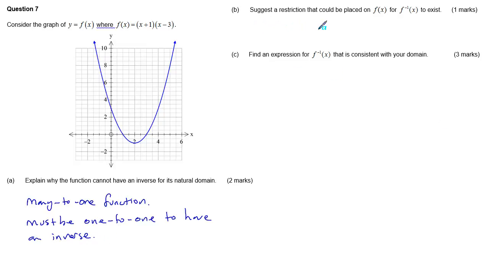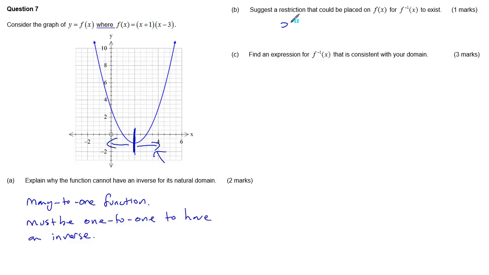We want to suggest a restriction that could be placed on f of x for the inverse to exist. So we need to make it 1 to 1. Now there's lots of potential domains that you could take, but usually it's the largest possible that we take. So it's either going to be this way from 2 or this way from 2. Most people would choose this one.